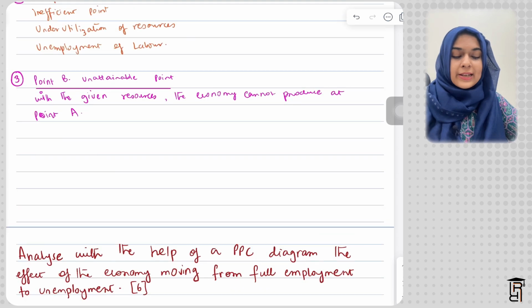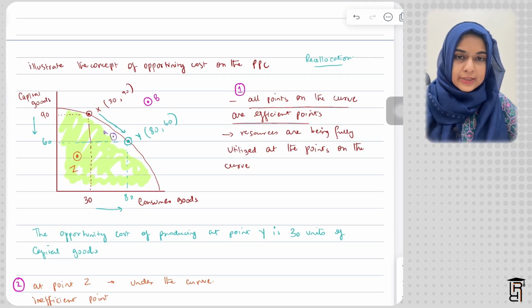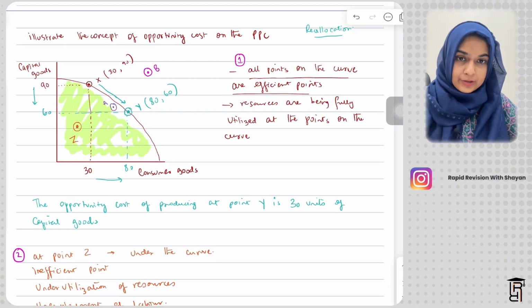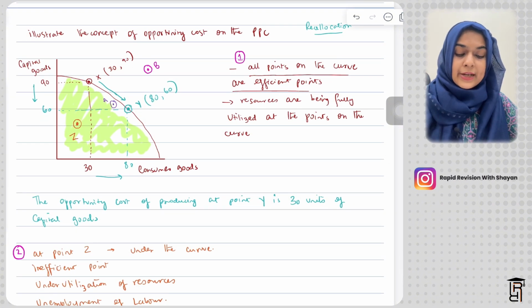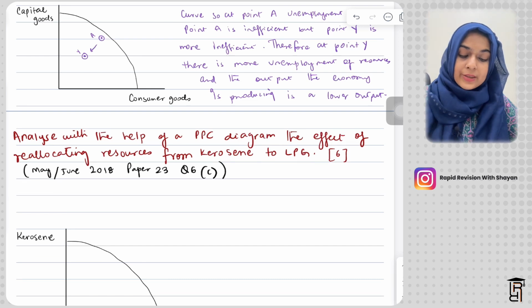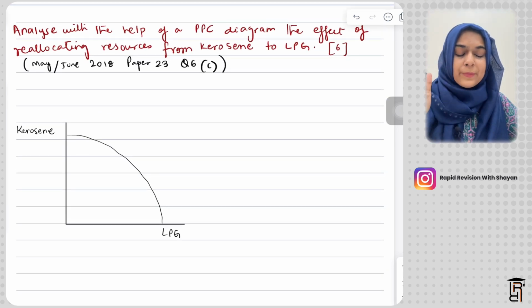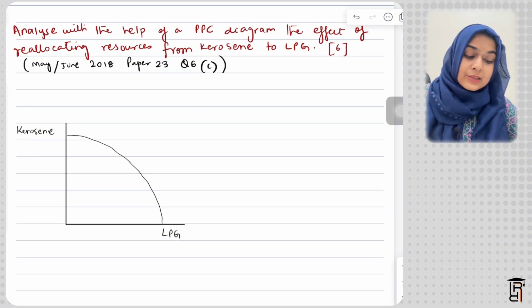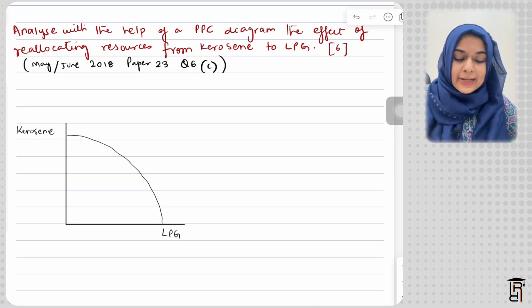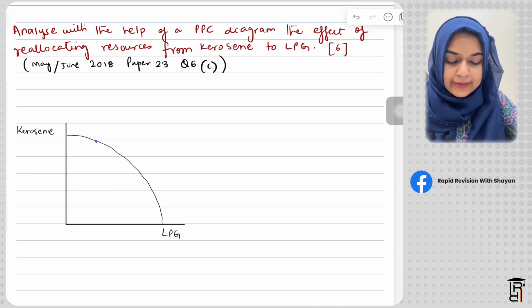So reallocation, like I told you guys already, means that we are operating on a point on the curve, and then we are moving towards another point on the same curve. So it's like a movement along the curve. And they are saying now, basically, if we are reallocating resources from kerosene to LPG, that means previously we made more kerosene and less of LPG.